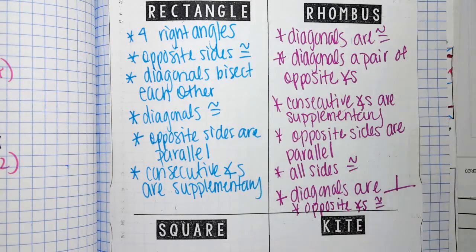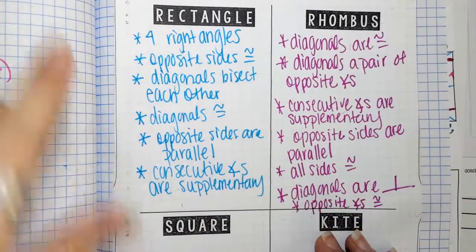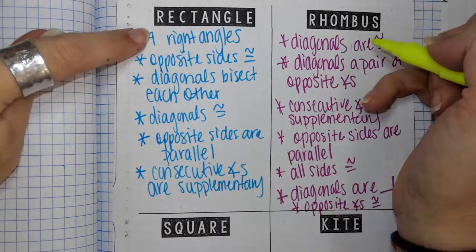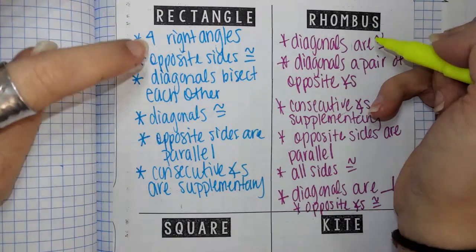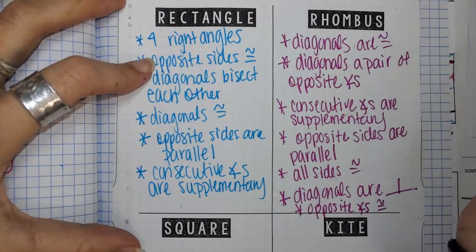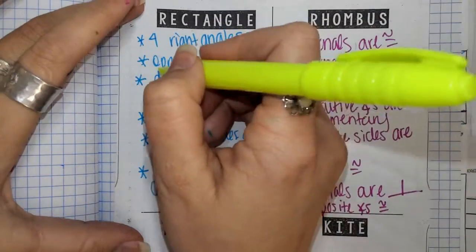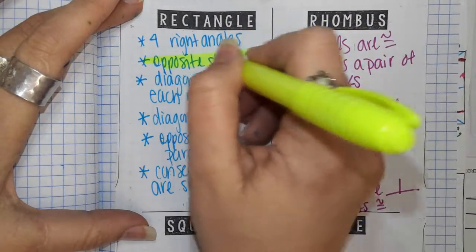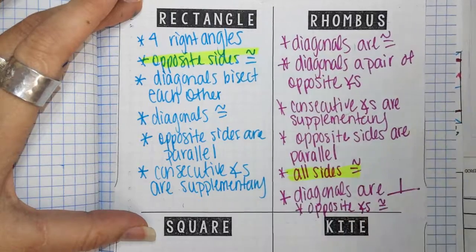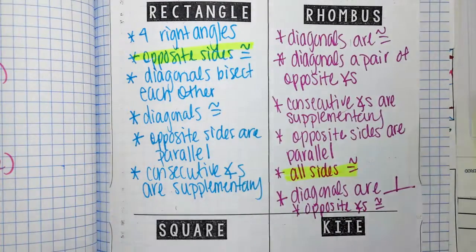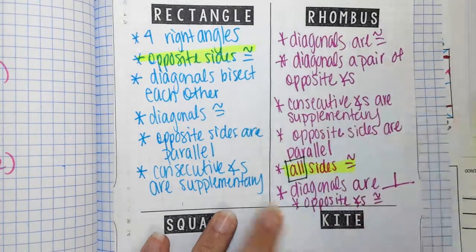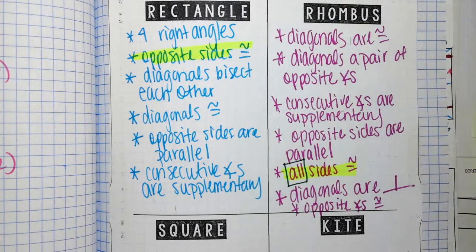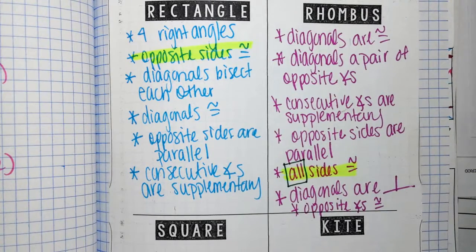All right, now what I want us to do is circle, highlight, heart, star, something, all the things that they have in common. So does a rhombus have four right angles? Does a rhombus have opposite sides are congruent? So let's highlight that. But we should put a star beside this because this says that all sides are congruent, right? All right, on the rhombus, do diagonals bisect each other?